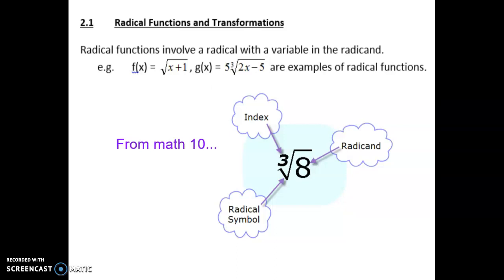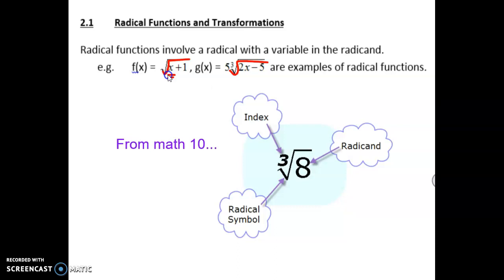Alright, today we're going to look at section 2.1, which is radical functions and transformations. Just to remind you, a radical function is any function that has a variable under the radicand. The radicand, remember, is the part that's under the root. The index is that little number that tells you what kind of root you have. So this 3 would mean it's a cube root.